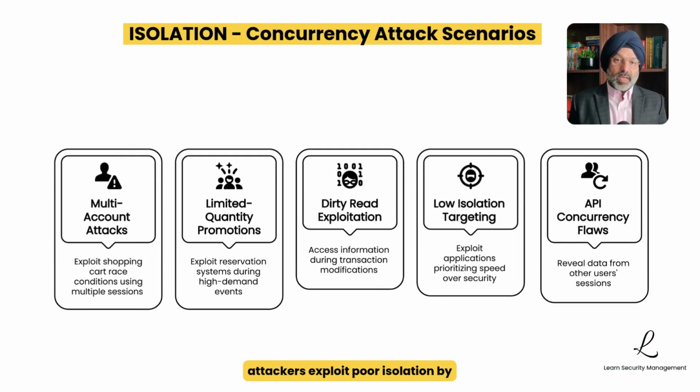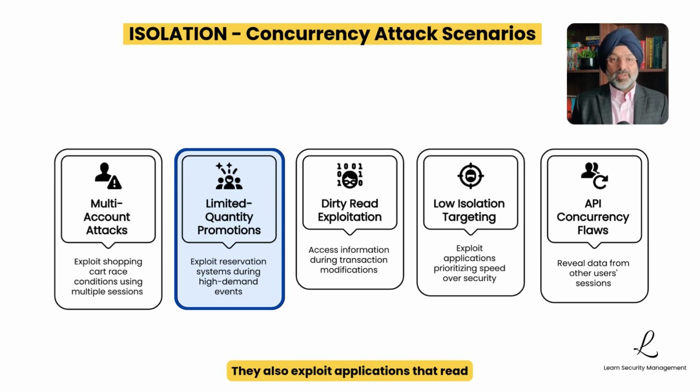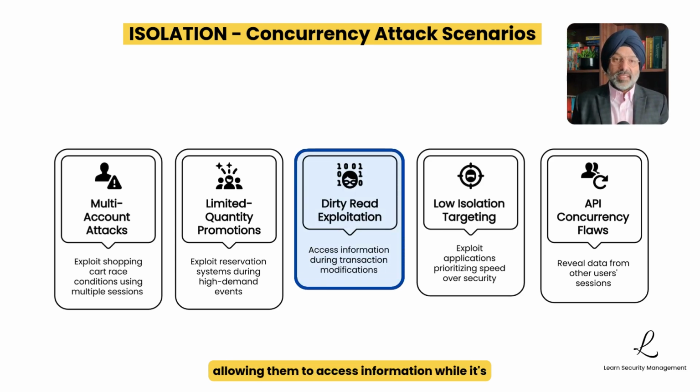Attackers exploit poor isolation by targeting applications that use low isolation levels for performance reasons. They launch coordinated attacks using multiple accounts or browser sessions to create race conditions in shopping carts, reservation systems, or limited quantity promotions. They also exploit applications that read data without proper locking mechanisms, allowing them to access information while it's being modified by other transactions, a phenomenon known as dirty read.